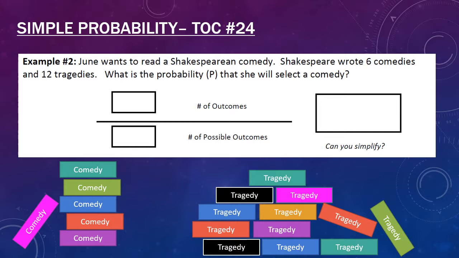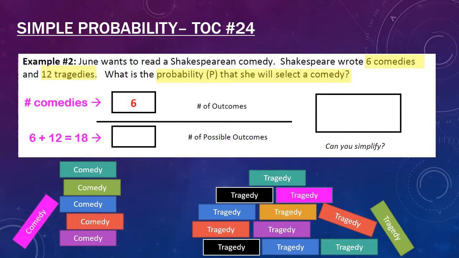So let's highlight the key information first. We want to know the probability that she will select a comedy, meaning that's what I want in my top, my numerator, because that's what I want to happen. So there are 6 comedies and 12 tragedies. So the number of comedies goes as my numerator. There are 6. And as the denominator, I have to add 6 plus 12 because I need to find the total number of possible outcomes, and there are 18 because 6 plus 12 is 18.